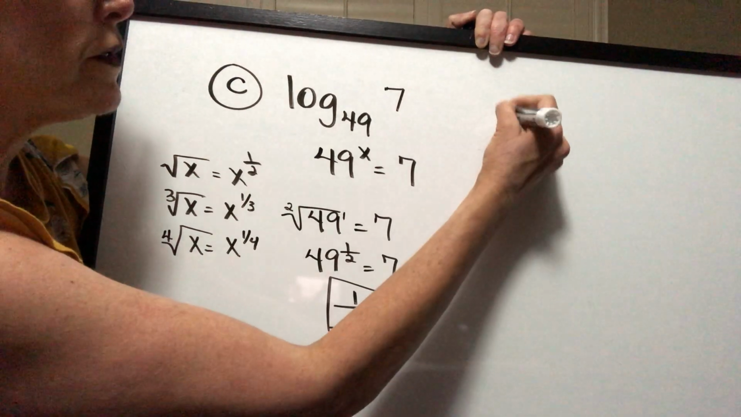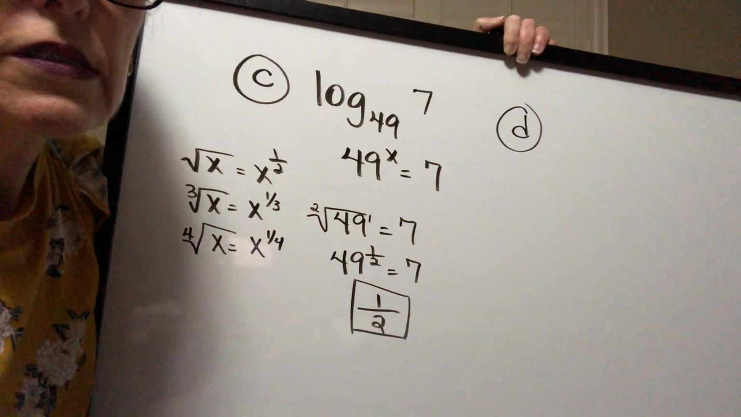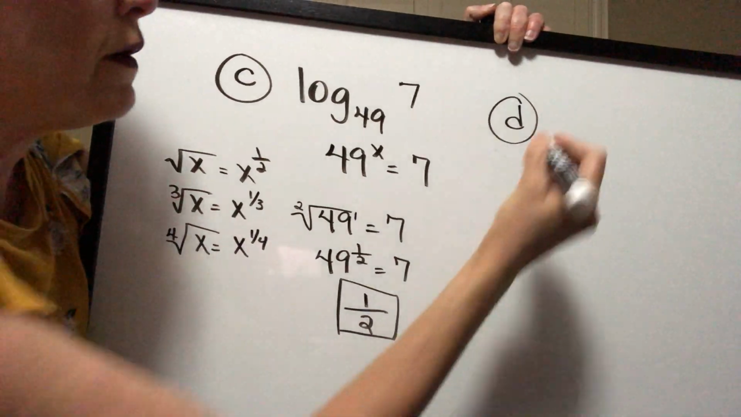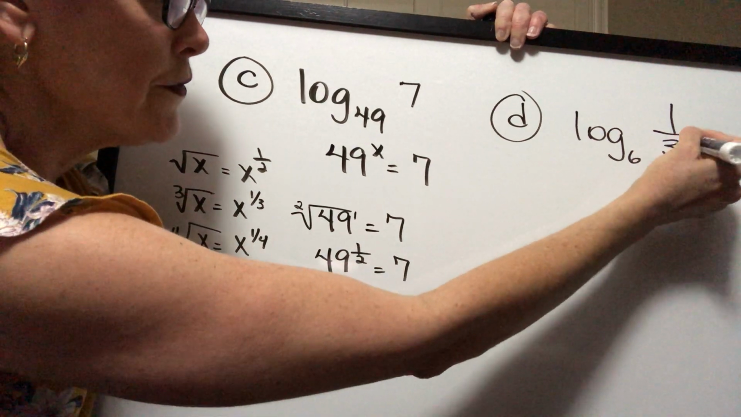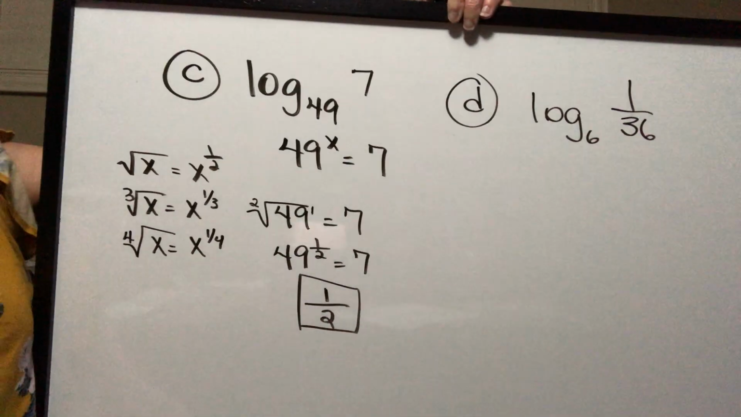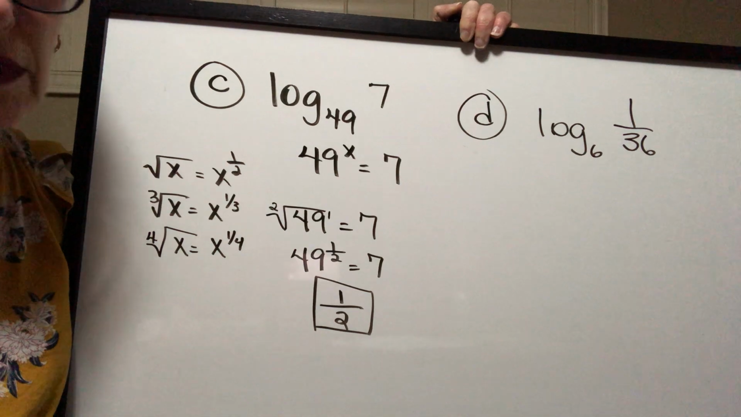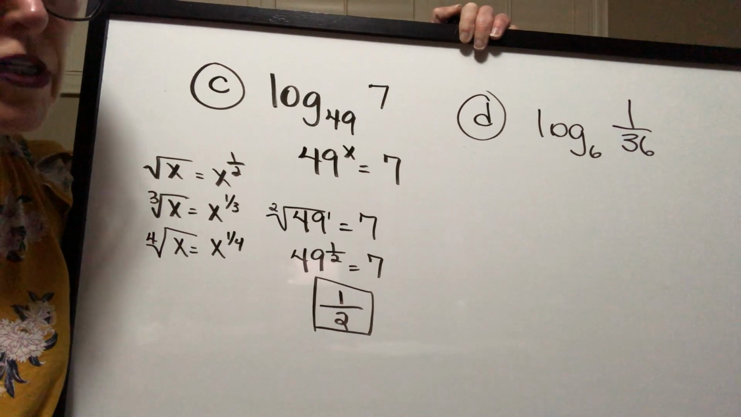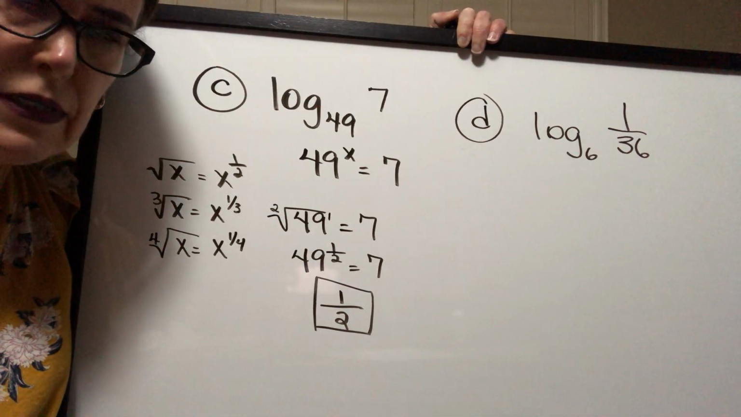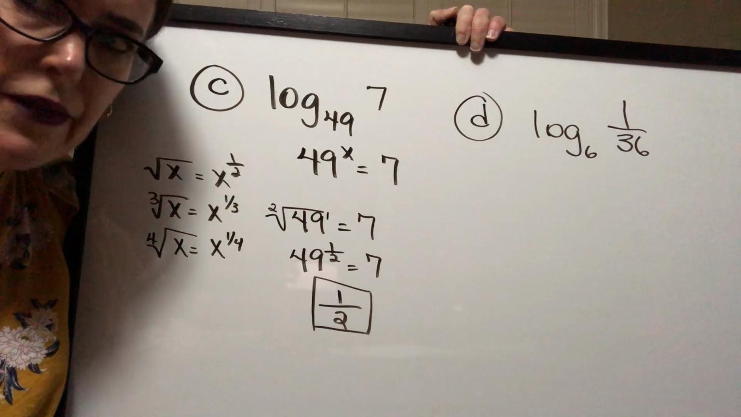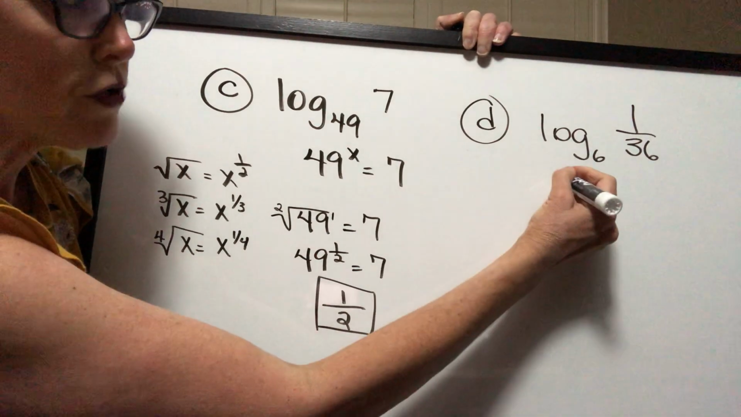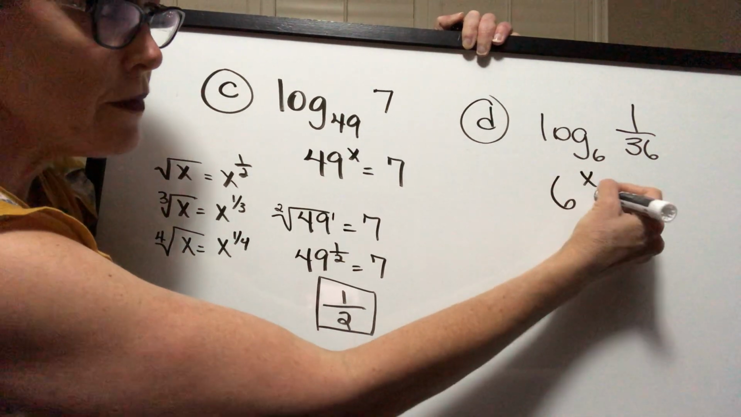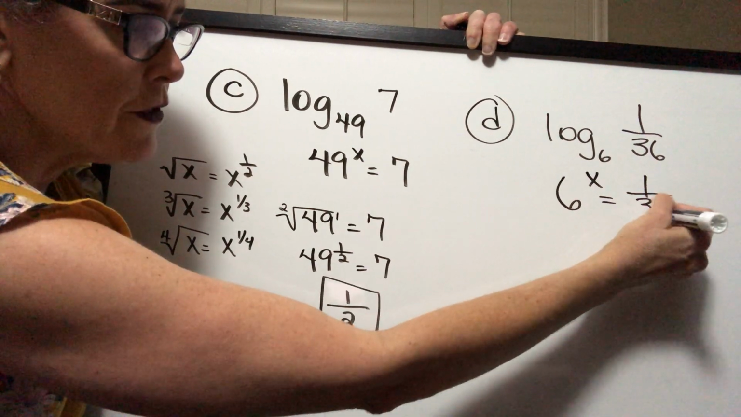Okay, so let's move along to D. We have log base 6 of 1/36. This time we have a fraction that we're looking at. All fractions can also be rewritten as exponents that are negative. So we're going to think along those lines in this problem. We're still trying to think, 6 raised to what power is 1/36?